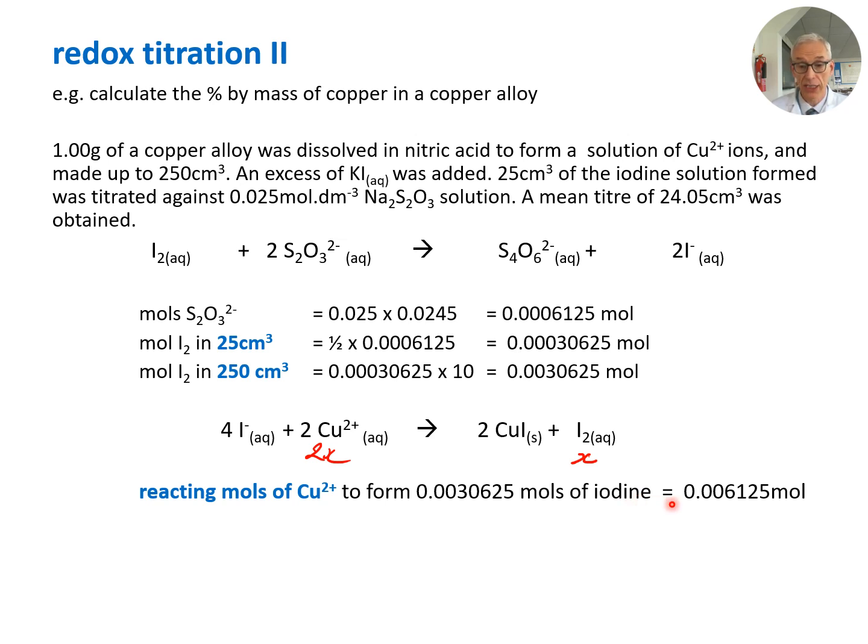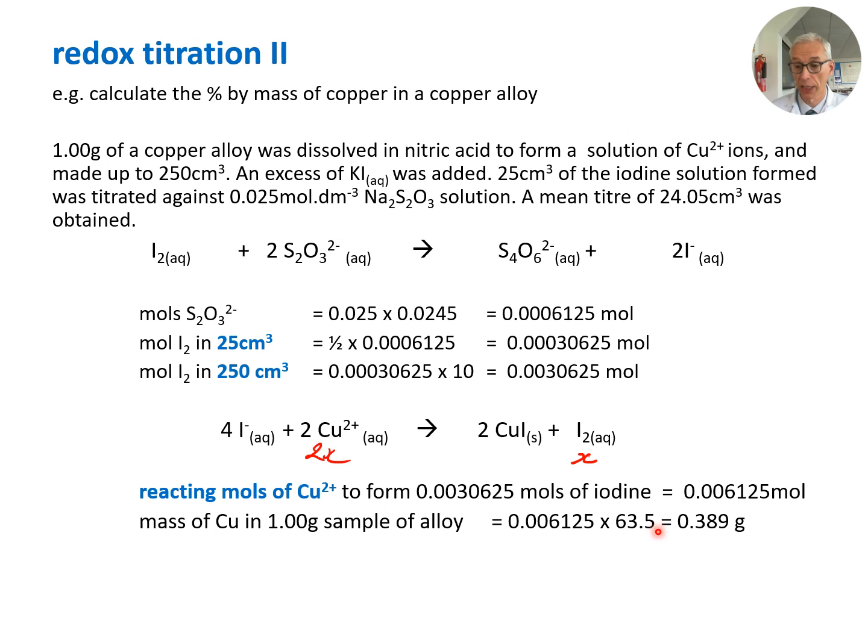So if we've got the reacting moles of copper, we can get the mass by multiplying the moles by the relative atomic mass of copper. Gives us 0.389 grams. Express that as a fraction of 1. Don't forget we started with 1 gram of the alloy. So express that as a fraction times 100, which comes to 38.9%.